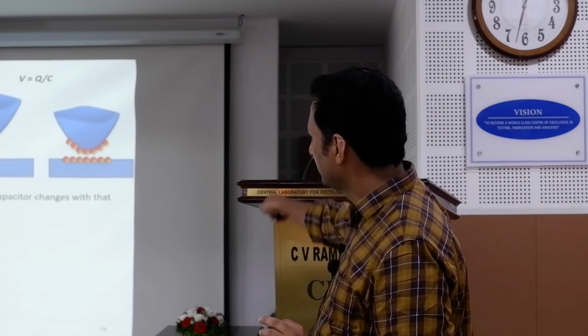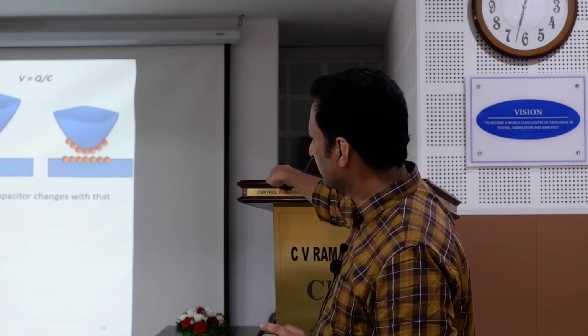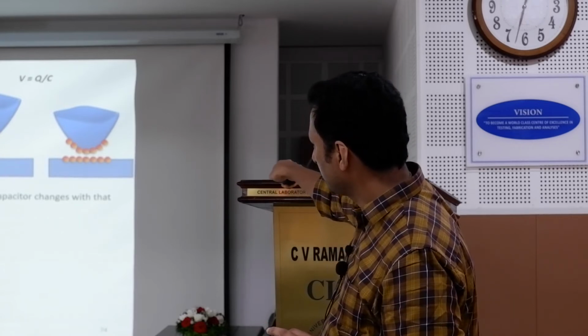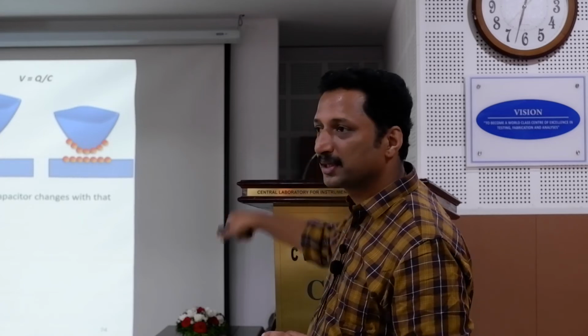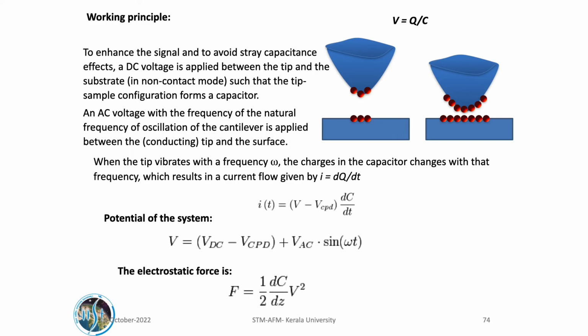So basically, we are driving this tip in a sinusoidal way, so that when it is coming closer, more charges will be here. When it's going away, less charges will be there. So more charges, less charge. That oscillation gives you a small current. Okay, the potential difference we can measure, and that potential difference will be exactly the work function difference of the tip and the sample. Okay, so very easily we can measure the surface.